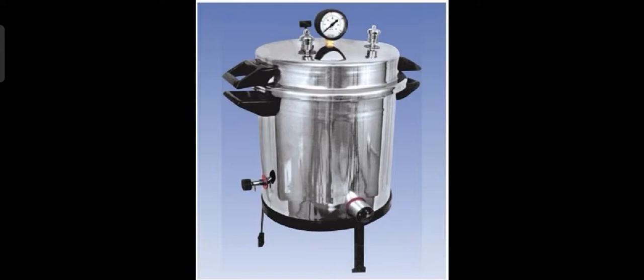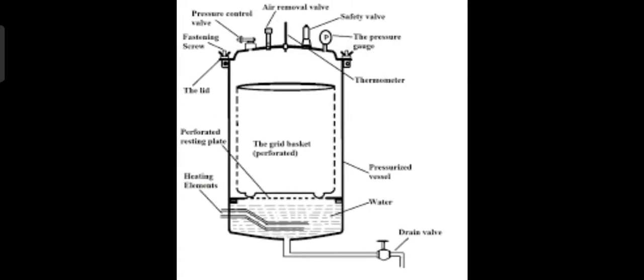What are the advantages? It is a very effective way of sterilization. It is quicker than hot air oven. What are the disadvantages? Drenching and wetting of articles may occur. The trapped air may reduce the efficacy. It takes a long time to cool down. So this is all about autoclave.